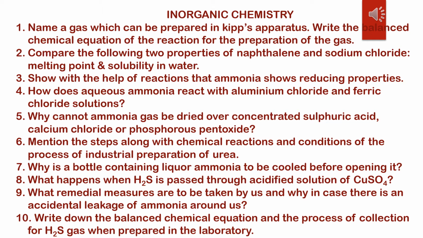Question number 9. What remedial measures are to be taken by us and why in case there is an accidental leakage of ammonia around us? This question answer you will get from your book. Then also I am discussing. Ammonia is a hazardous gas. It is harmful for the eyes and may damage eyes permanently. Necessary precautions should be taken when there is a leakage of ammonia tank or plants.